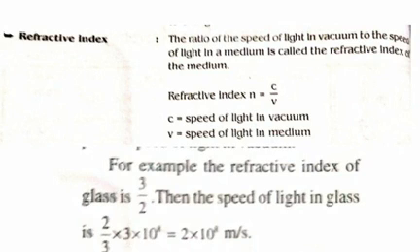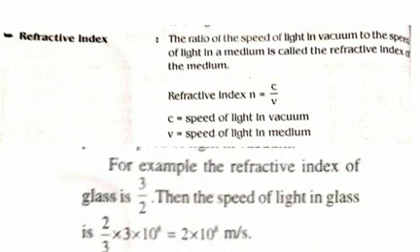So the above values of refractive index and speed of light in vacuum, that is the C value and the N value, substitute in the above formula. Refractive index N is equal to C by V. If we substitute in that formula, then we will get N is equal to 3 by 2, equal to C, which is 3 into 10 to the power of 8 meter per second, divided by V.